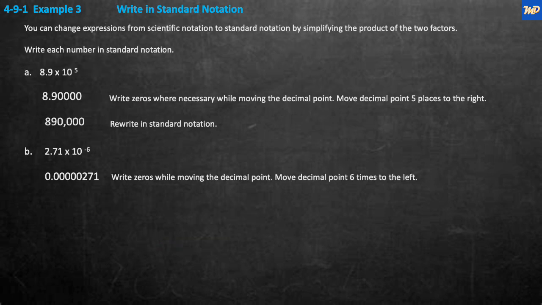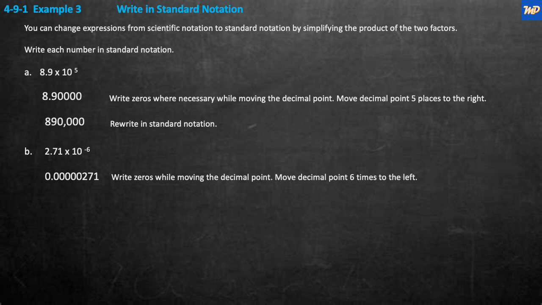Okay, example 3. We're going to write in standard notation. So this time we're going from scientific notation to standard notation. And the number is 8.9 times 10 to the 5th. Well, you can take the 8.9 and move it 1, 2, 3, 4, 5 times to the right. Because now we're multiplying by a large number, so we're increasing the size of the number. So it goes from 8.9 times 10 to the 5th to 890,000. So now we're making the number larger.